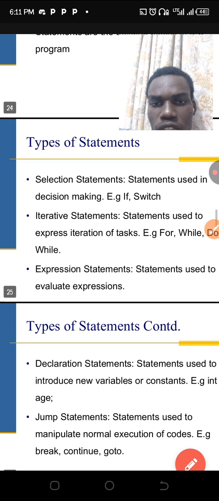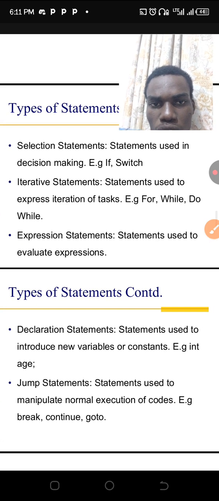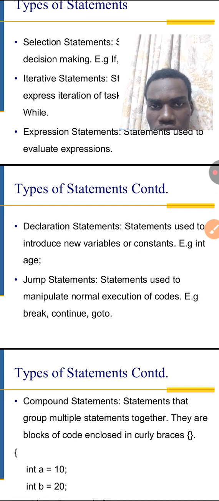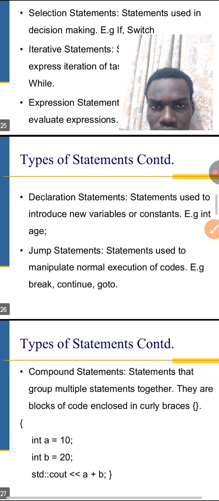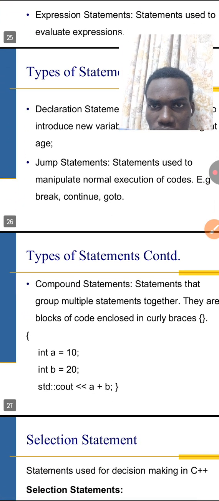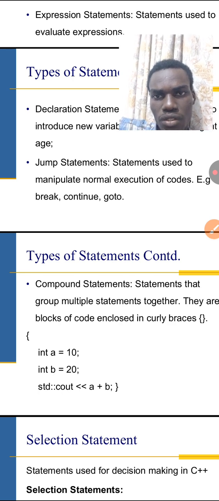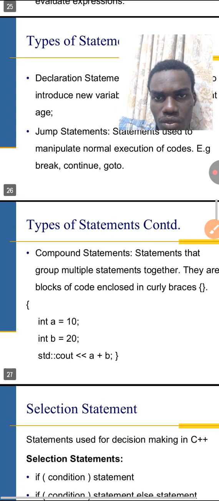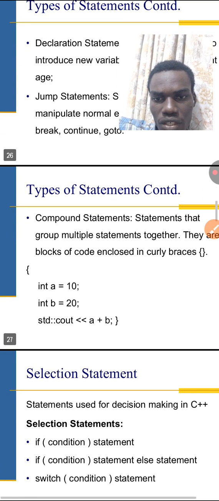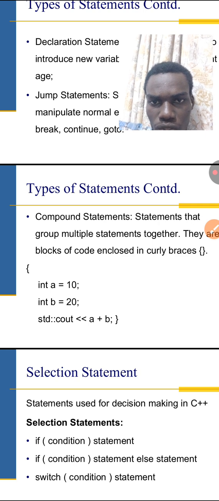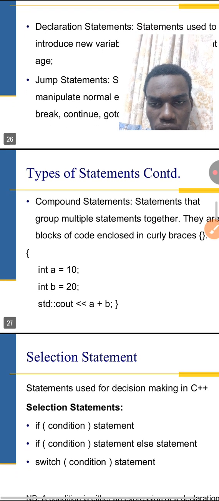And then we also have the expression statement, the statement used to execute expressions. We also have the declaration statement used to introduce new variables or constants, like int h. And we have the jump statements used to manipulate normal execution of code, with break, continue, and goto. We also have the compound statement that groups multiple statements together. They are blocks of code enclosed in curly braces.